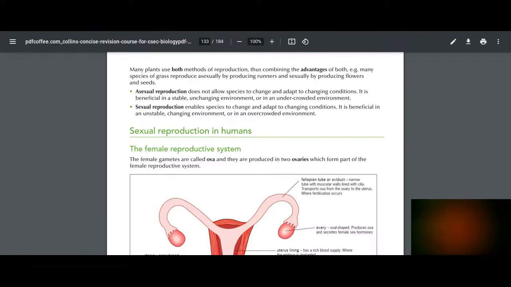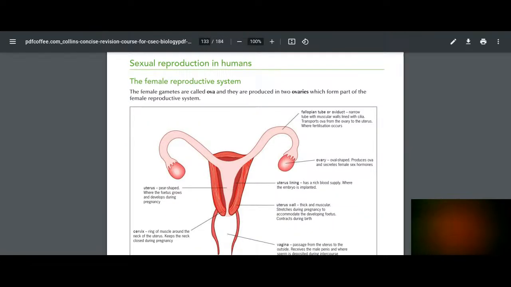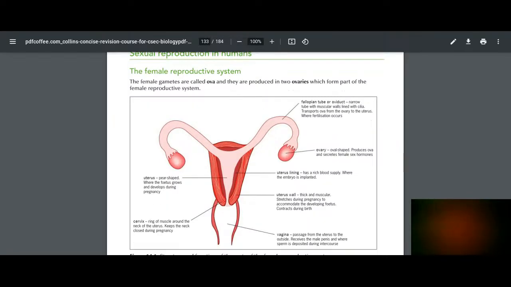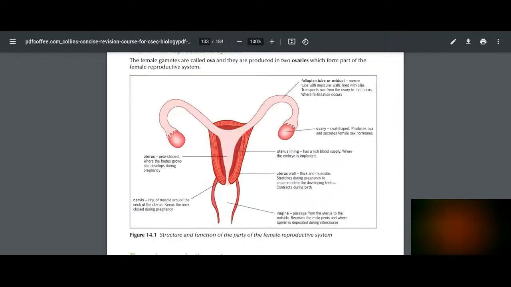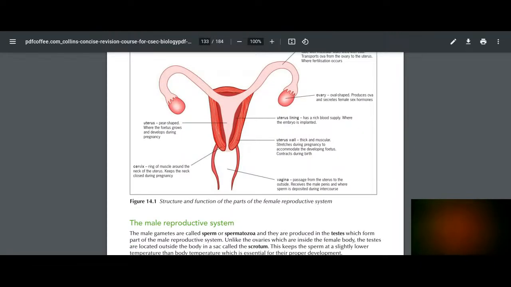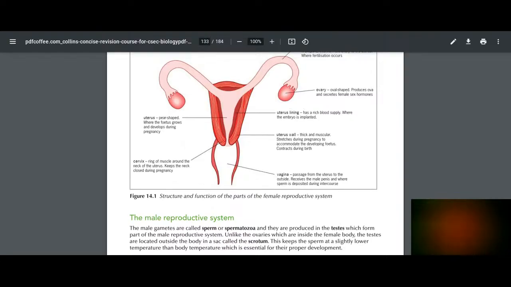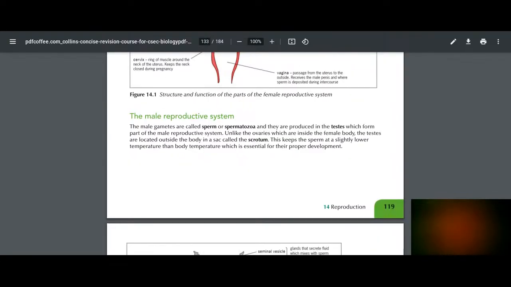All right, next one. So we're going into the female reproductive system. So what is the female reproductive system? The female gametes are called the ova, and they're produced in two ovaries, which form part of the female reproductive system.